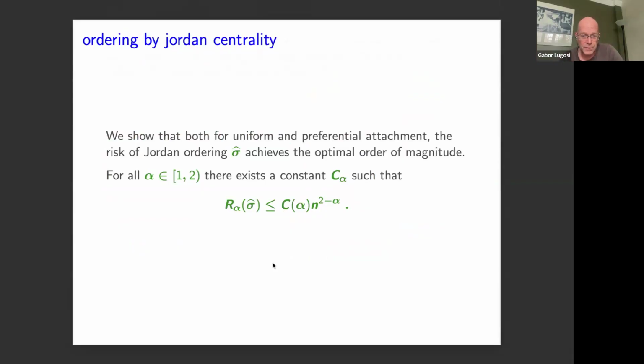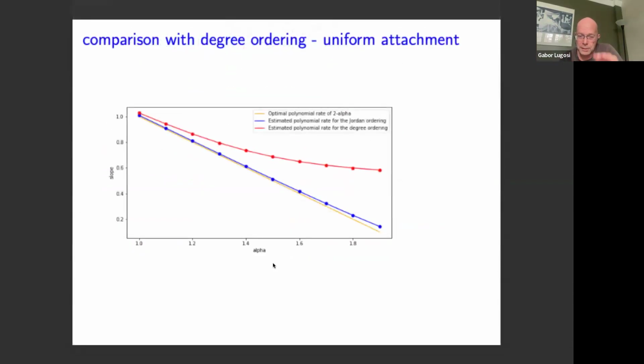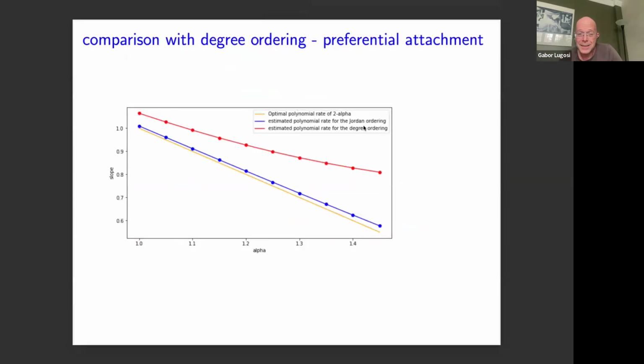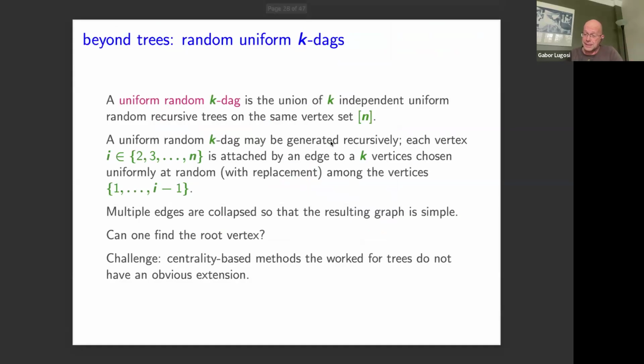Okay, I don't want to talk too much about this. This is not that difficult. There are some graphs here that show that Jordan ordering is much better than ordering by degrees, for example. The yellow curve here is the optimal ordering, and the blue is the one that we get by Jordan ordering. So it's pretty good. Here it's optimal up to a constant factor, unlike when we only cared about the root.